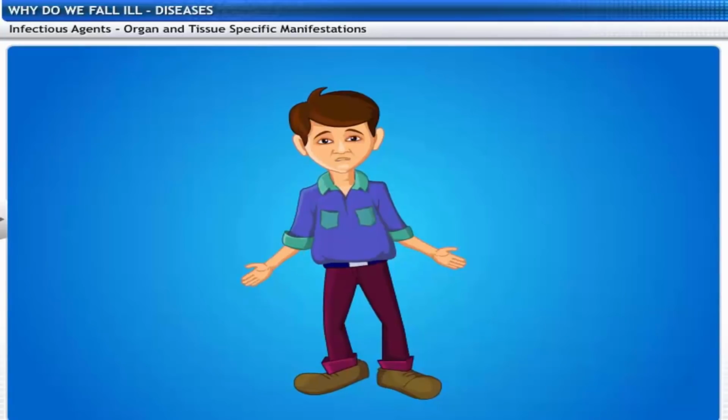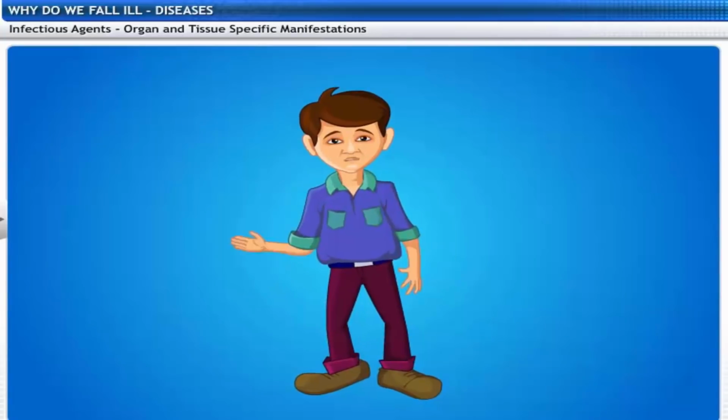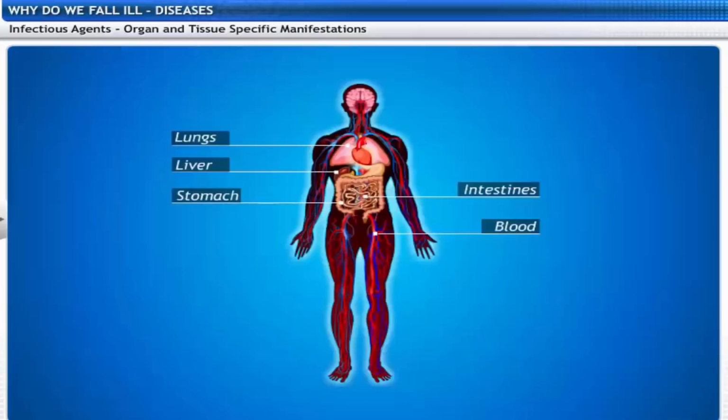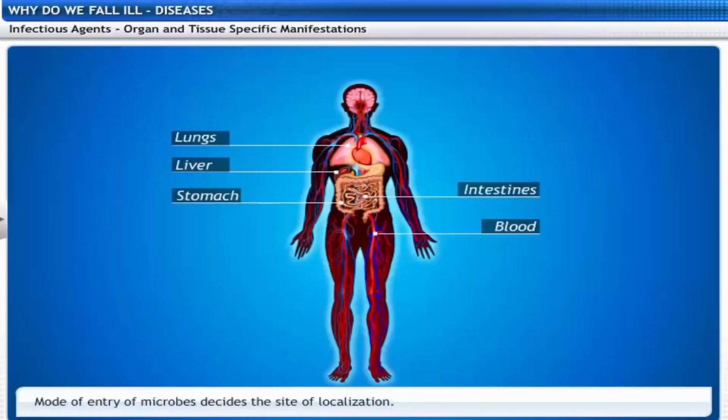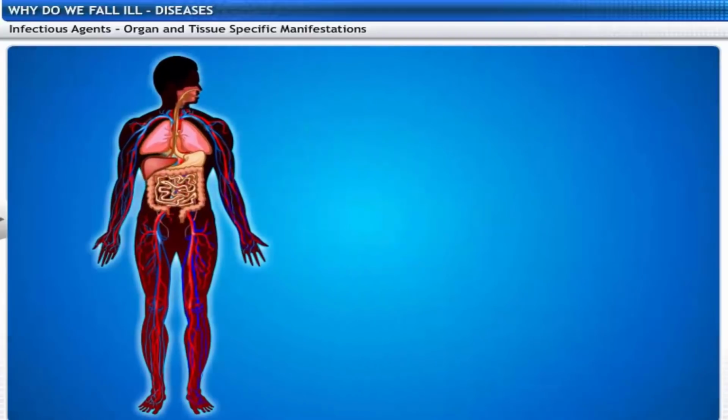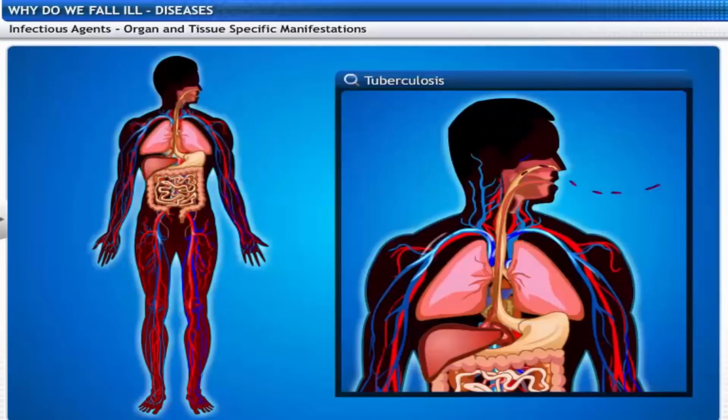Do these infectious agents attack a specific part of the body? Different infectious agents or microbes target different parts of the body. If microbes enter from the air via the nose, they localize in the lungs and cause tuberculosis.